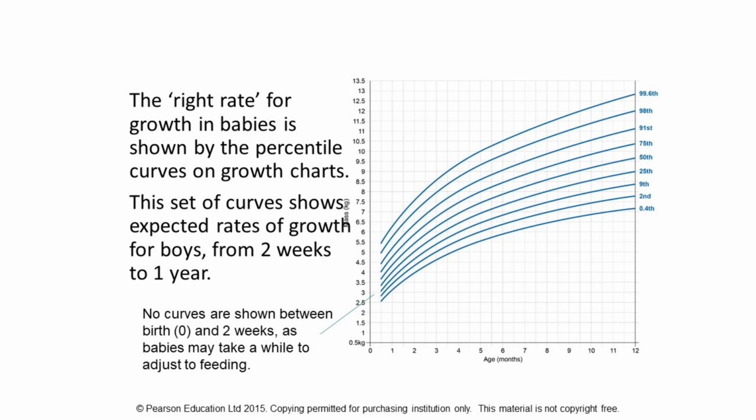In a similar way, if you find the line on that graph that says second near the bottom, this line shows a slower growth rate, and only 2% of babies would grow at this rate. 98% of babies would grow above this rate. So by using a growth chart like this, we can compare the growth rate of a baby to the rest of the population. The only information we would need would be the age of the baby in months and the mass of the baby in kilograms.